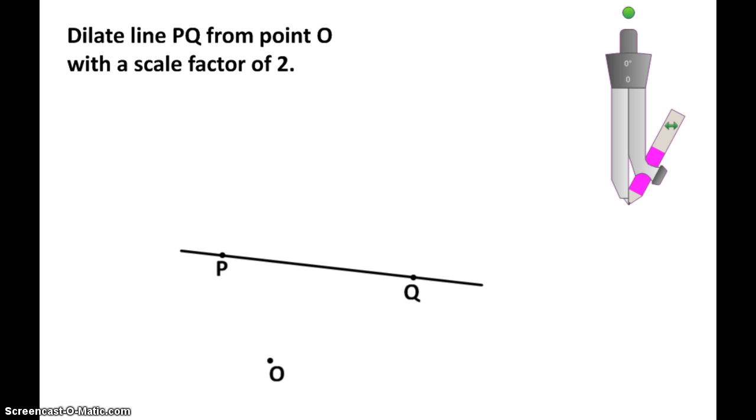Alright, so first off, we have a line PQ, and I want you to dilate it from point O with a scale factor of 2. So what you're going to need with you is a straight edge and your compass. If you don't have that, go ahead and get that out now.